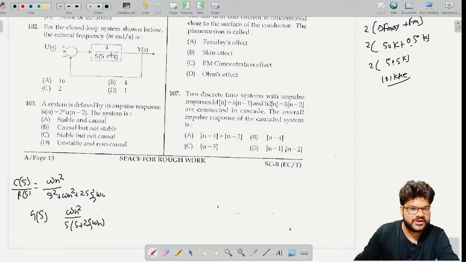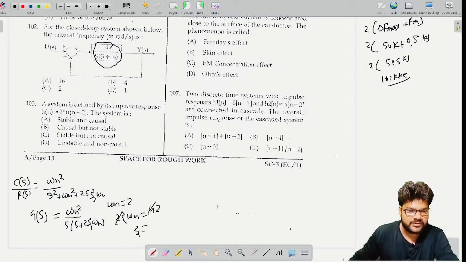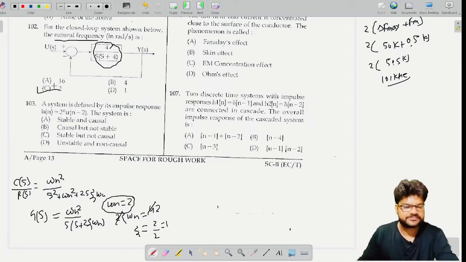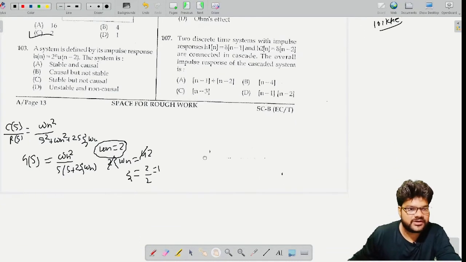If we compare this OLTF with the given OLTF, omega n is going to be 2 and 2 zeta omega n is going to be 4, right? So 2 twos are 4, and zeta will be 2 by omega n, so zeta is going to be 1. What are we asked? We are asked the natural frequency, that is omega n. So omega n was coming 2. So the correct option will be C. Let us go to next question number 103.